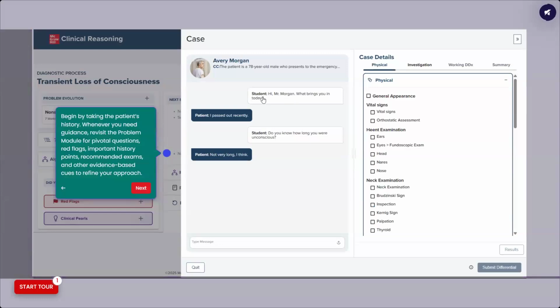so just showing you an example, this is using text here. Hi, Mr. Morgan, what brings you in today? I passed out recently. Do you know how long you were unconscious? Not very long, I think. And you can keep digging into as many details as possible as you need.